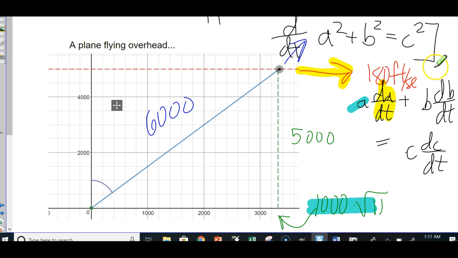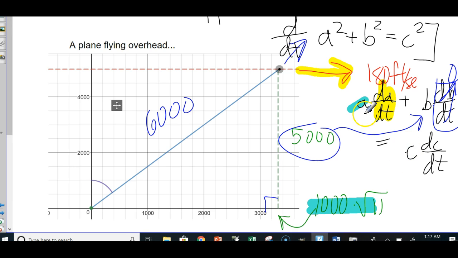All right, B dB/dt. Remember the Pythagorean theorem, this is A, B, and this is C. So this is B, 5,000. But what's dB/dt? That's the change in B over time. Well, it's flying at a constant 5,000 feet. What's the derivative of a constant? The derivative of a constant is 0. So this whole entire piece, because of the multiplication, will just go to 0.